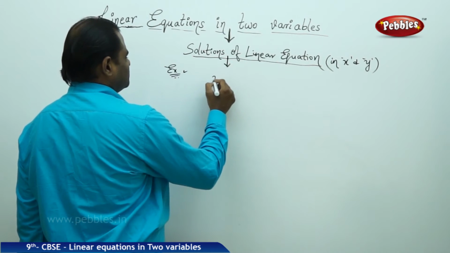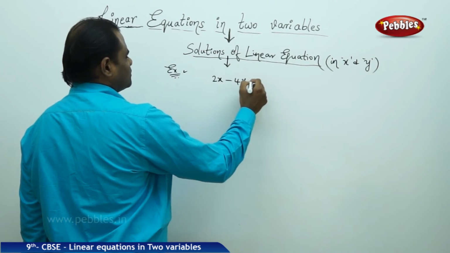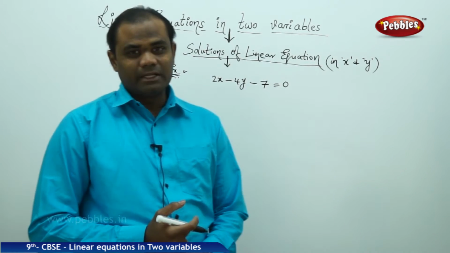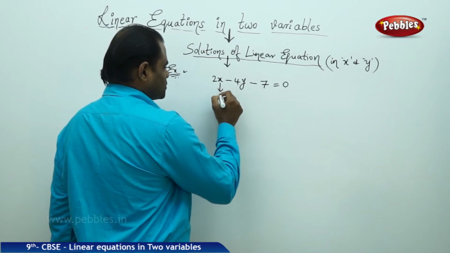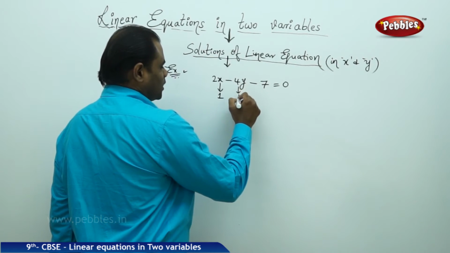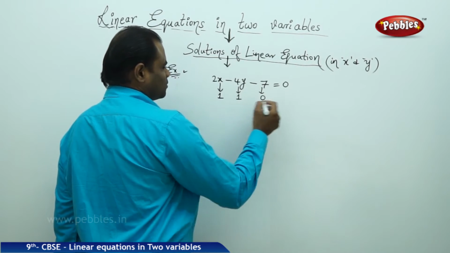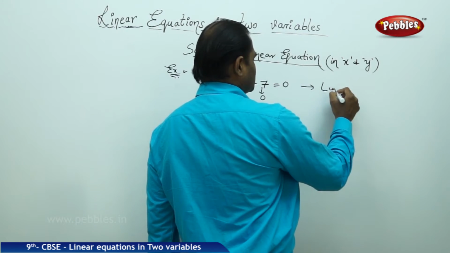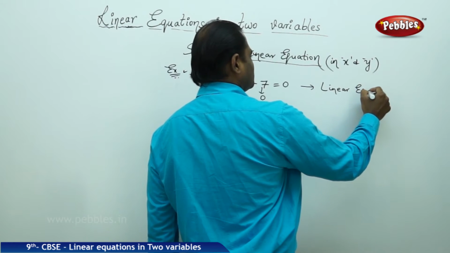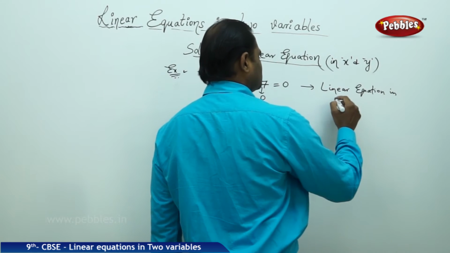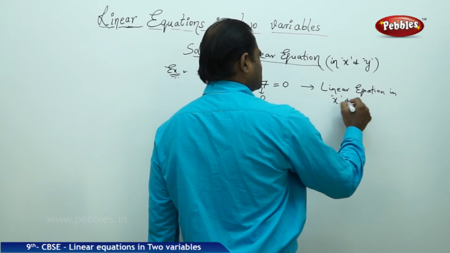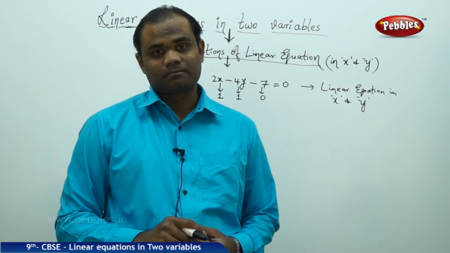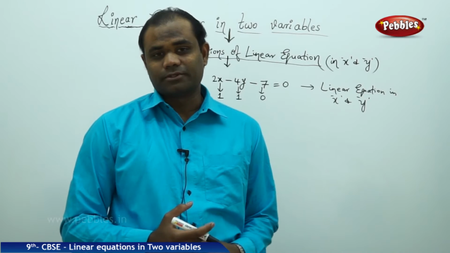For example, I have 2x minus 4y minus 7 equals 0. And this is clearly a linear equation in two variables because I have the variables with the first term's degree being 1 and the second term's degree being 1 and this being 0. Therefore, the highest degree is 1. And clearly with two variables x and y, this is an example of a linear equation in x and y. So let's see how we can find the solutions for this x and y.